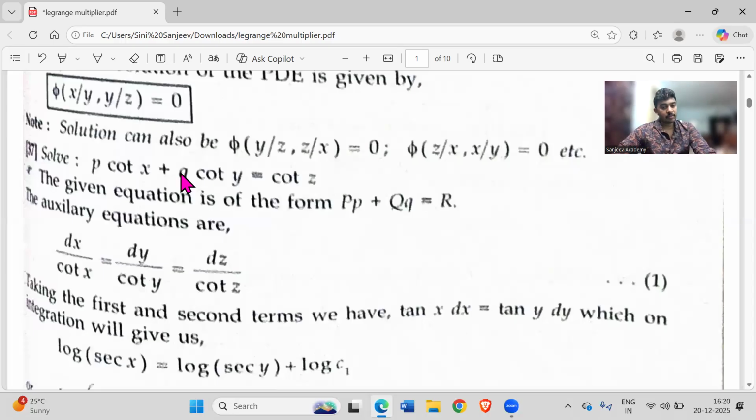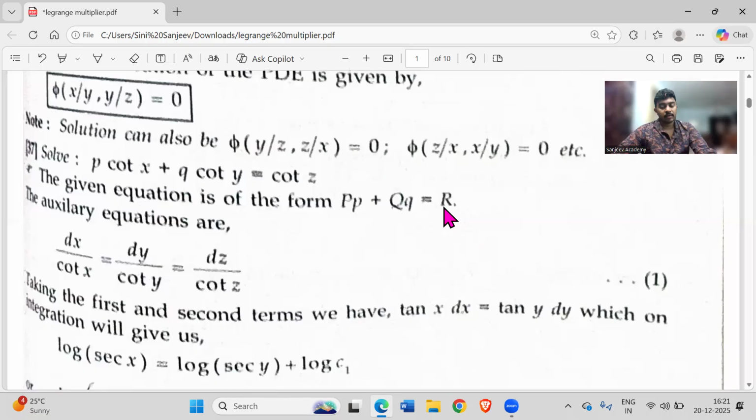P cot x, Q cot y, R cot z. So this is all of the form Pp plus Qq is equal to R. Those who don't know what P and Q are: p stands for ∂z/∂x and q stands for ∂z/∂y. I'm talking about small p and small q, and the capital P, Q and R in this form.